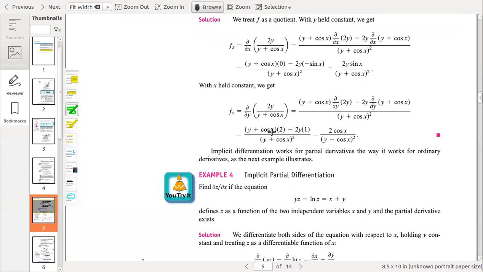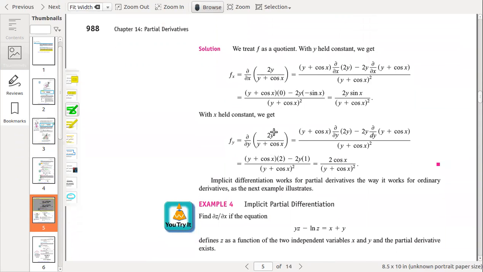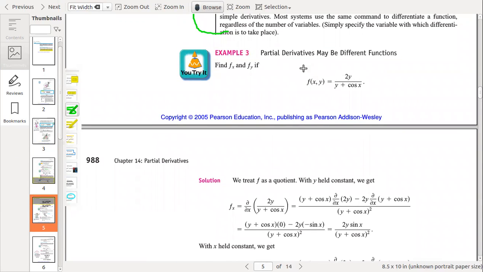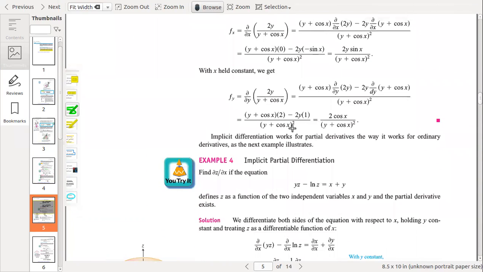Now we are calculating the derivative with respect to y of the same function. Just observe. Again we apply the quotient formula, u over v squared: v squared, then v as it is times the derivative of u. Now partial y over partial y will be equal to 1, so we get y plus cos x times 2, because the derivative of y is 1, so 2 into 1 is 2.